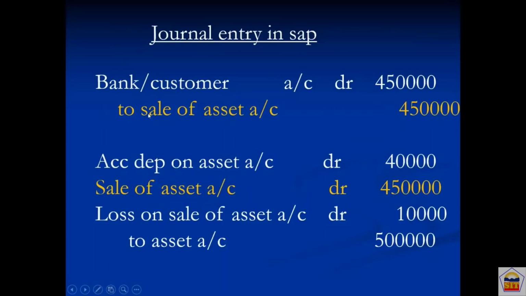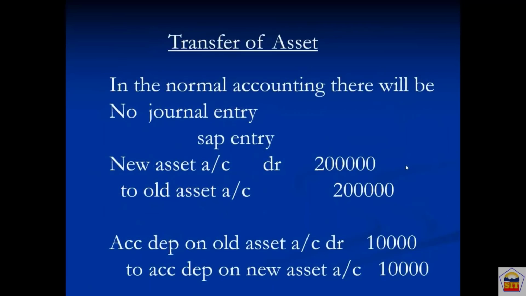So this sale of asset account we can use as a clearing account, which we will first credit and then debit, because this clearing account will help us get the depreciation calculated, get the actual value of that asset calculated, and get the loss or gain. This calculation will be possible with the help of this sale of asset clearing account. And if you want to transfer the value of one asset to another asset, that can be done. Your new asset will be debited, the old asset value will be credited, and the accumulated depreciation value on the old will be debited and on the new will be credited.